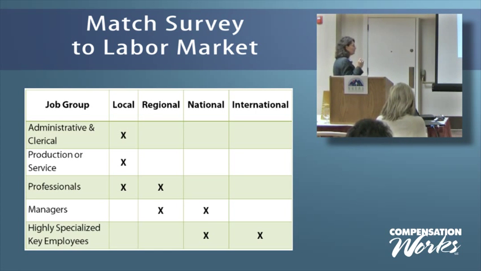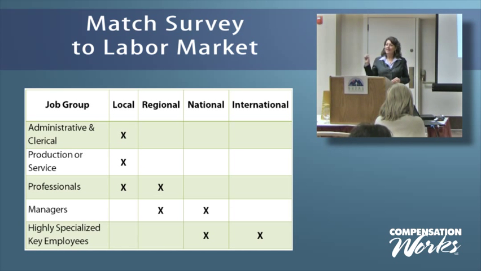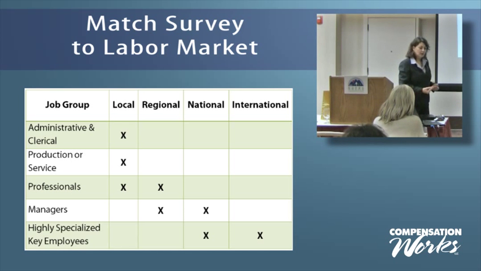So if we're hiring for administrative and clerical staff, are we going to want to look at national data, regional data, international data, or local data? Local, yeah. So this is just this little waterfall diagram that shows kind of where you're likely to want to find your survey data, where you want to align it.